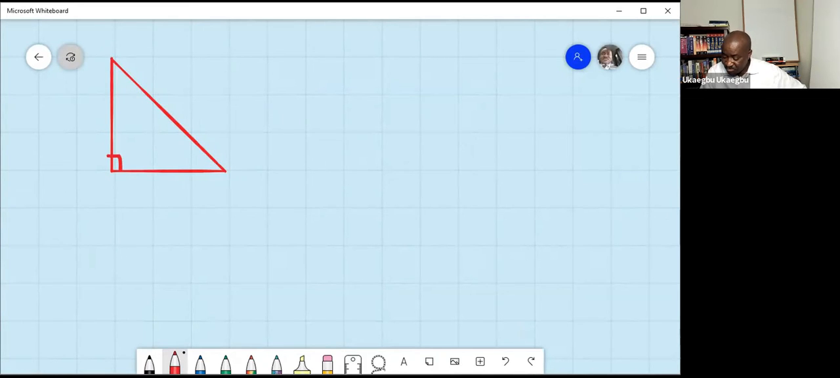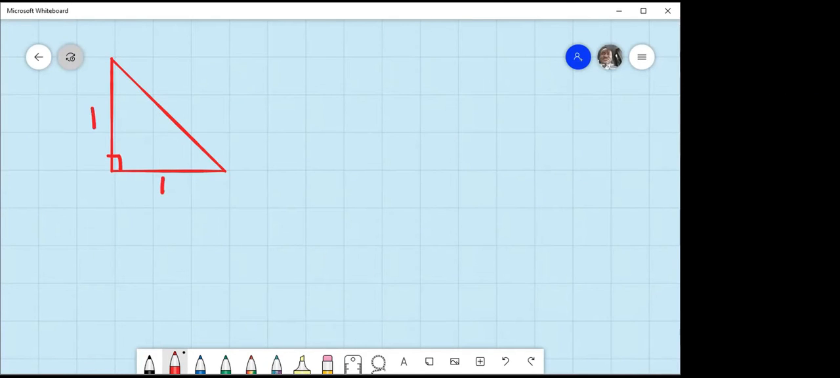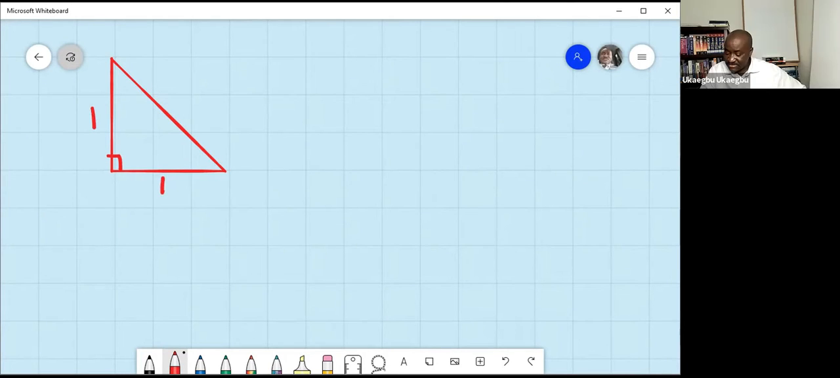So now look at this. 1, 1. Now, how do we get the other side? This is a right triangle. So what do you think we should do in order to get this side? I can call it C. I can call this A. I can call this B. What shall we do in order to get the C side of it?